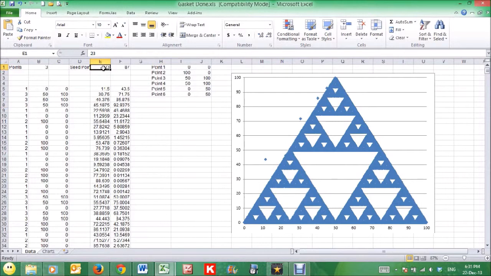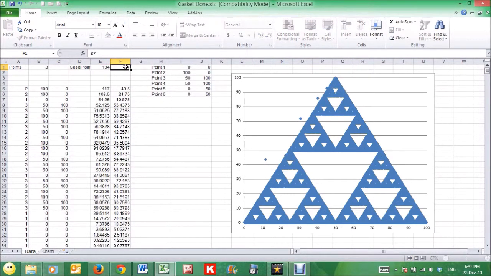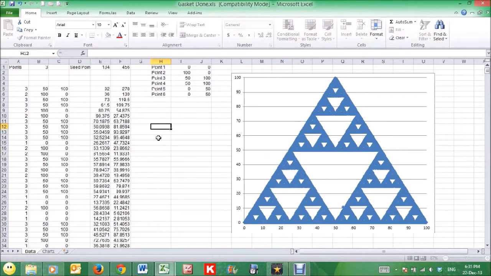What happens if my seed point is outside that triangle? Here's 0 to 100 and 0 to 100 on the horizontal and vertical axes. Well, what if I make my seed point at, I don't know, 134, then 456? What happens then? Guess what? You get exactly the same thing with a few weird different points in here. So it depends on your seed point, but it's still going to do that.